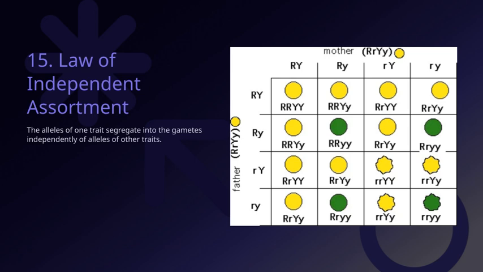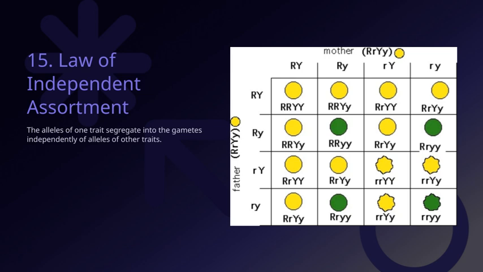This is a key concept because it helps explain why we see such a wide variety of genetic combinations in offspring. It emphasizes that each trait is inherited independently, contributing to genetic diversity. Connecting this to the overall theme, understanding this law is crucial because it underpins how traits are inherited and how variation arises in populations. It also sets the stage for predicting genetic outcomes in more complex crosses. So, in essence, the law of independent assortment helps us understand the randomness and independence in the inheritance of different traits.